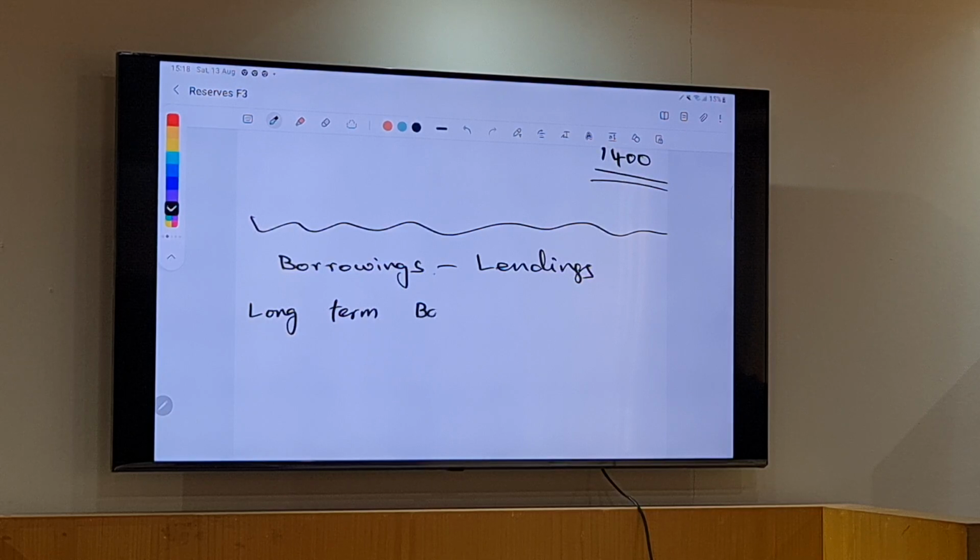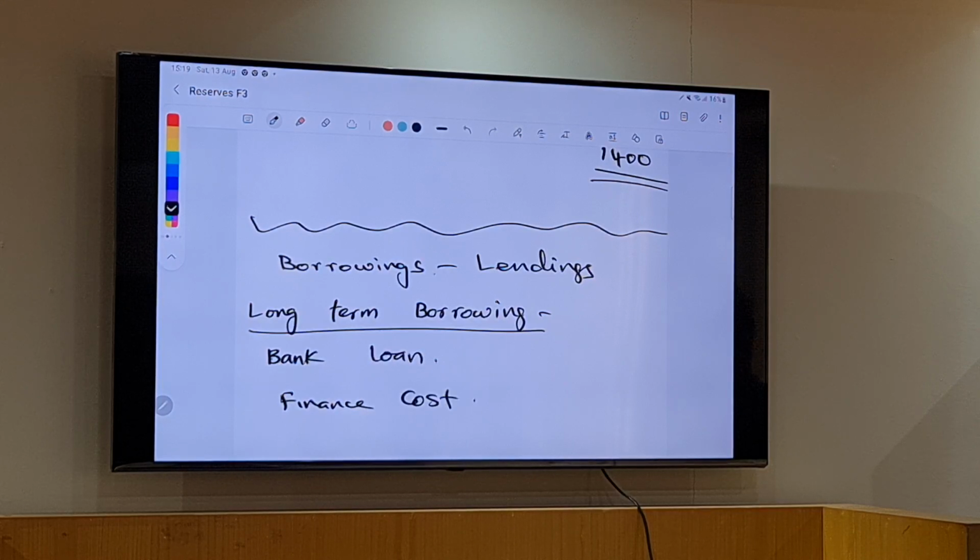The borrowing, you mainly call it long-term borrowing. A good example is a bank loan. You take a bank loan, you keep it with you for the next 3 years, 4 years, and then you pay interest, and that interest will become finance cost.